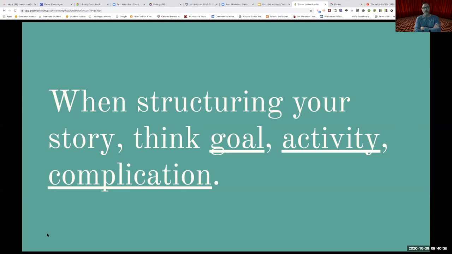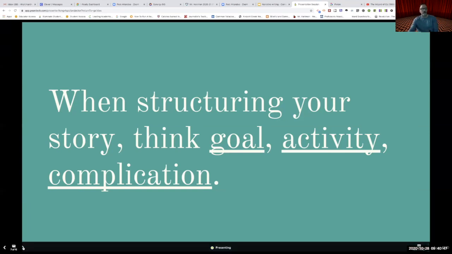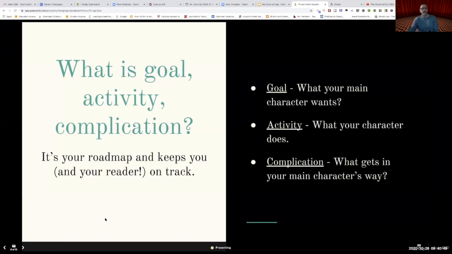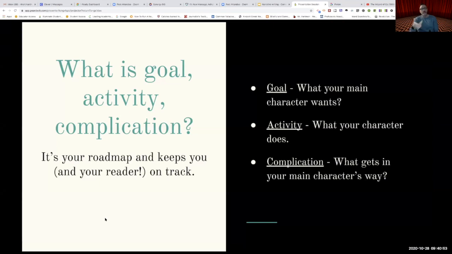So we talked about all of these steps, and your character has a want or a goal. They're doing something, and then there's a complication or an obstacle. So that's what I want to take a look at right now. So it's goal, activity, complication. And this is also a roadmap to keep your story on track. So when we talk about a goal, what is the goal? Well, it's simply what your main character wants.